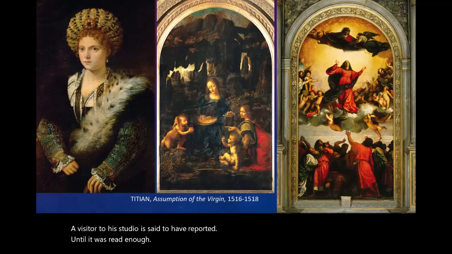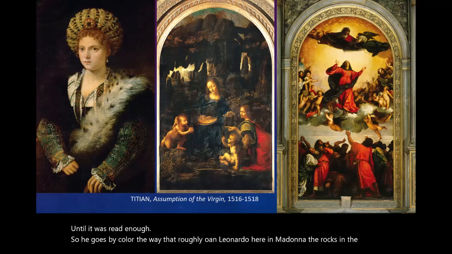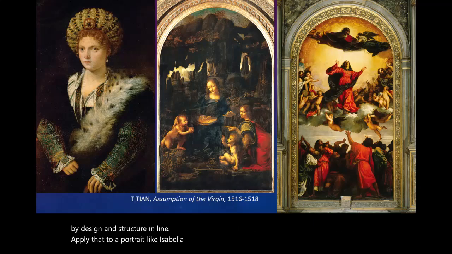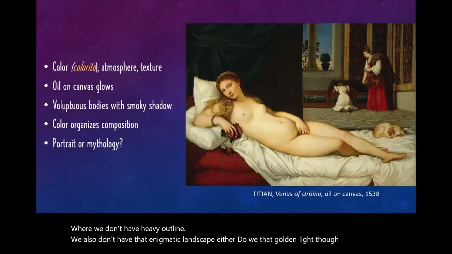So he goes by color, the way that Raphael and Leonardo here in Madonna of the Rocks in the center go by design and structure and line. Apply that to a portrait like Isabella d'Este, and we have something that is much more Mona Lisa, where we don't have heavy outline. We also don't have that enigmatic landscape either, do we? That golden light, though, that is definitely Bellini's influence.